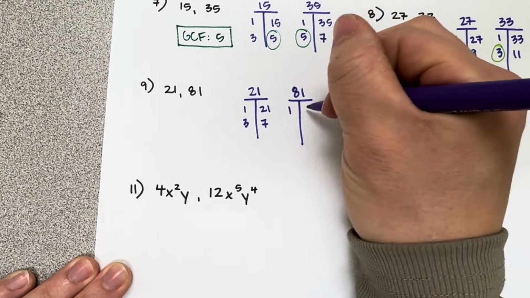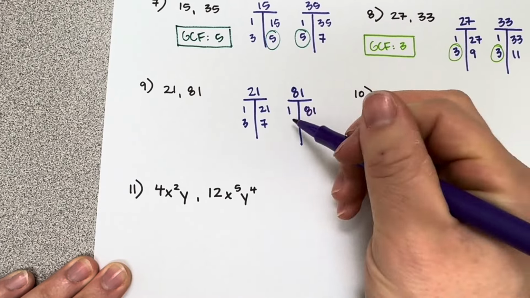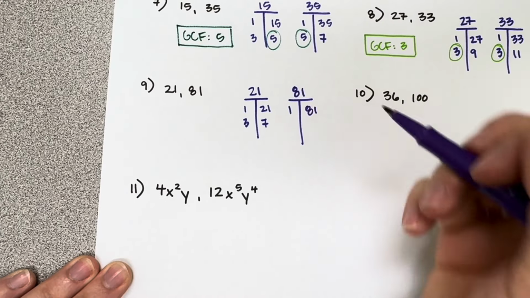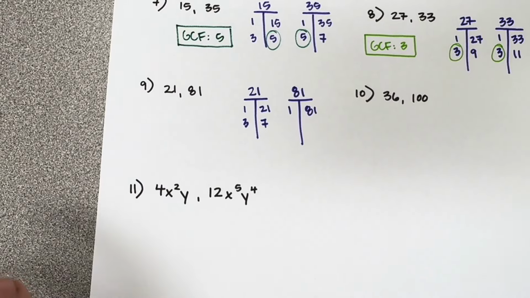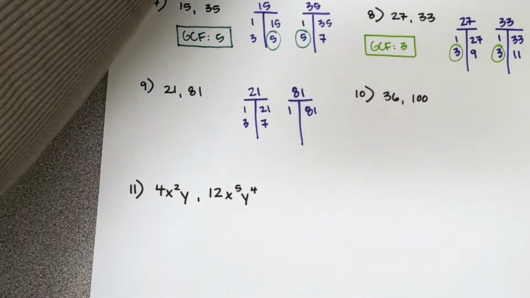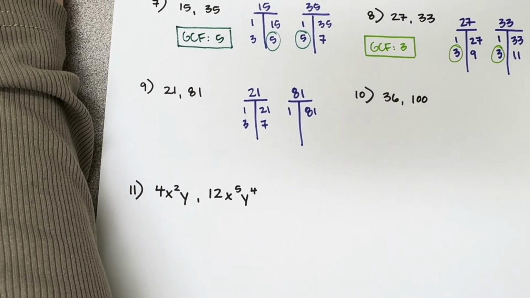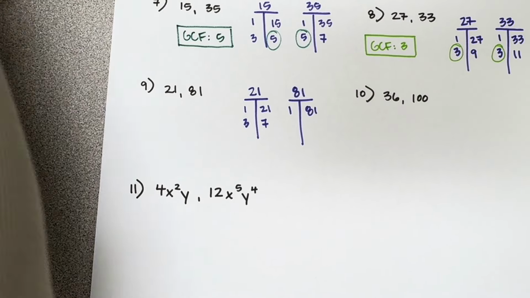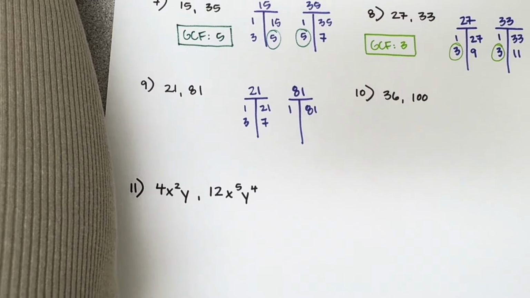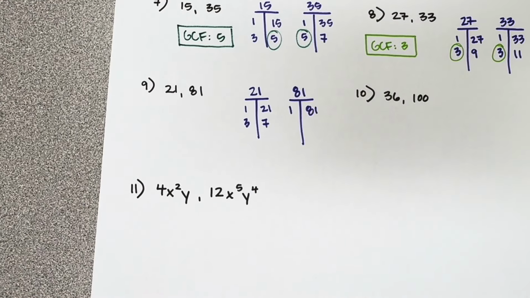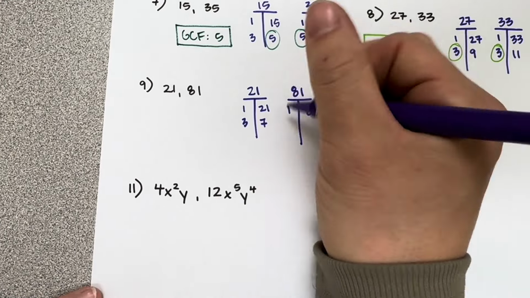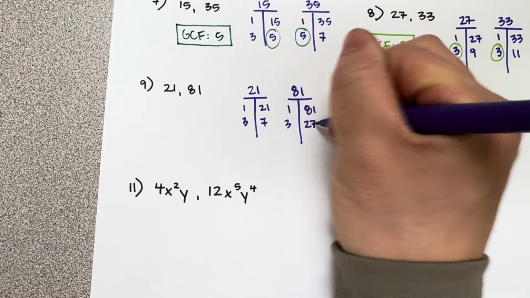Okay, now for 81. 1 times 81. 2 doesn't, 3. Oh gosh, I should have brought a calculator. You guys probably can do this in your head faster than I can even. Okay, so 81, I'm pretty sure 3 goes into 81. So I'm going to do 81 divided by 3. And yes, it does. Feels so dumb, I did not bring a calculator.